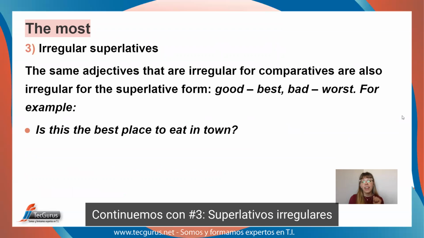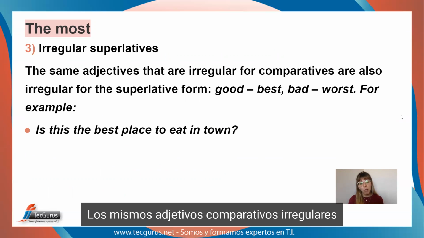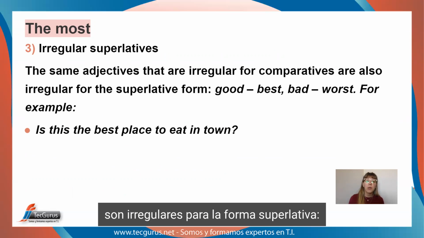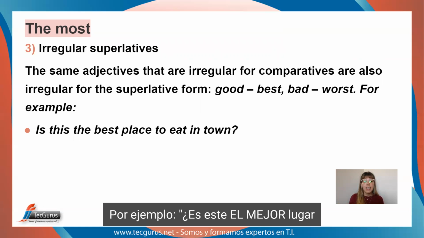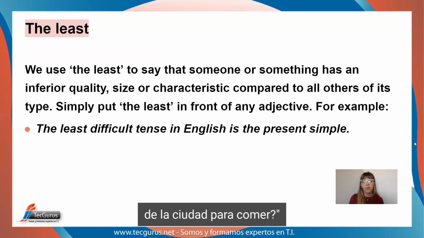Let's continue with the irregular superlatives. The same adjectives that are irregular for comparatives are also irregular for the superlative form. Good, best; bad, worst. For example, is this the best place to eat in town?